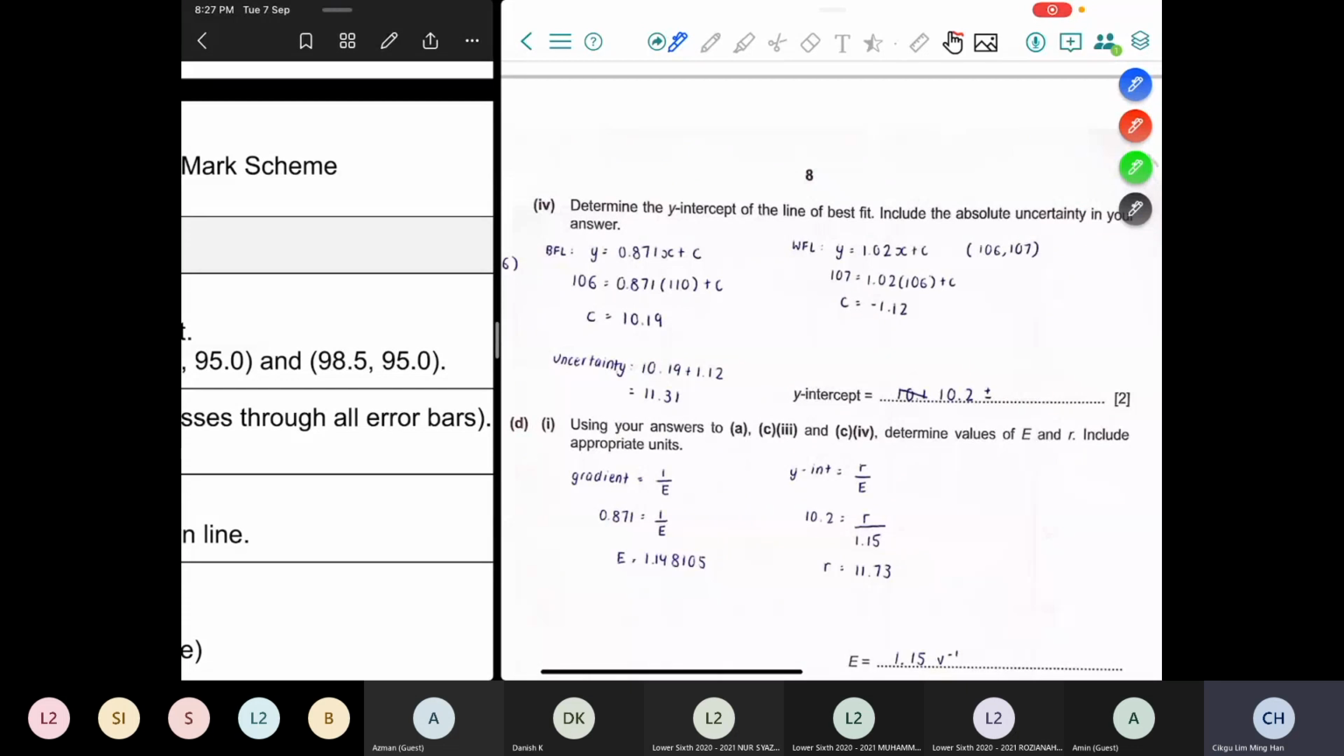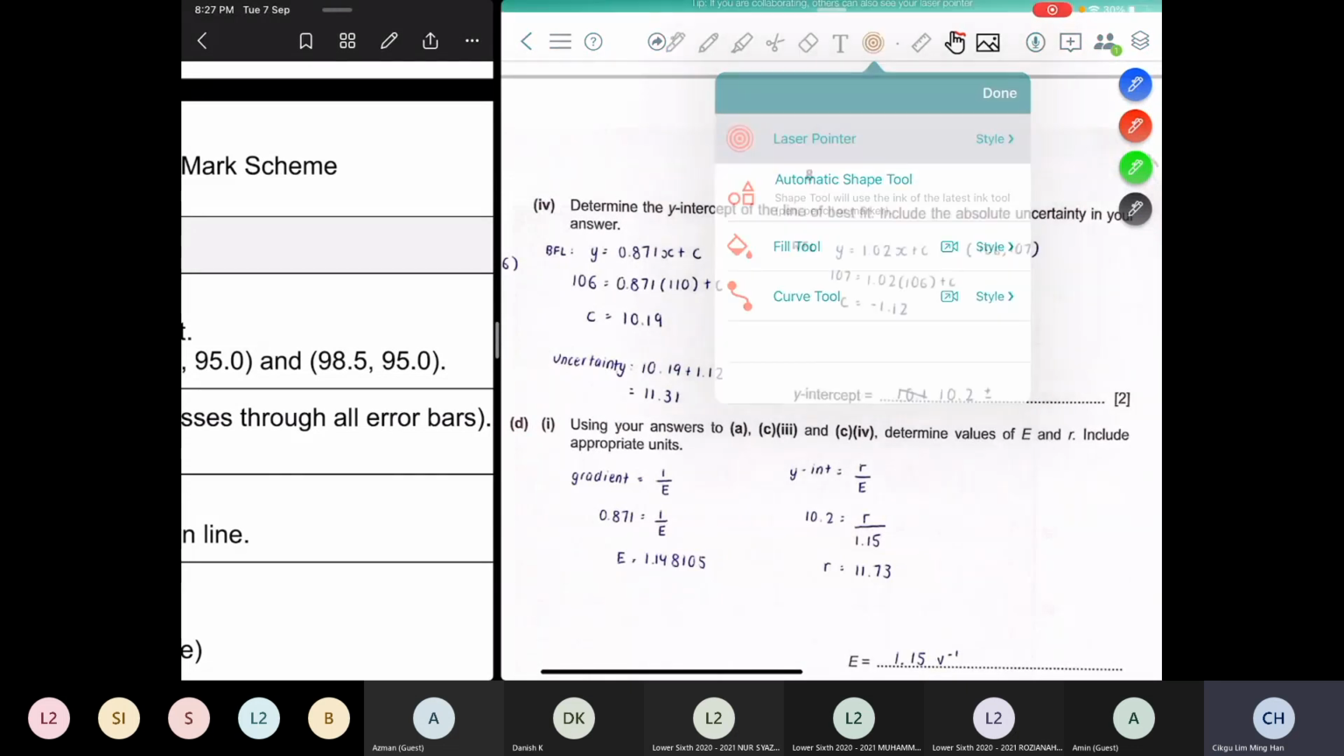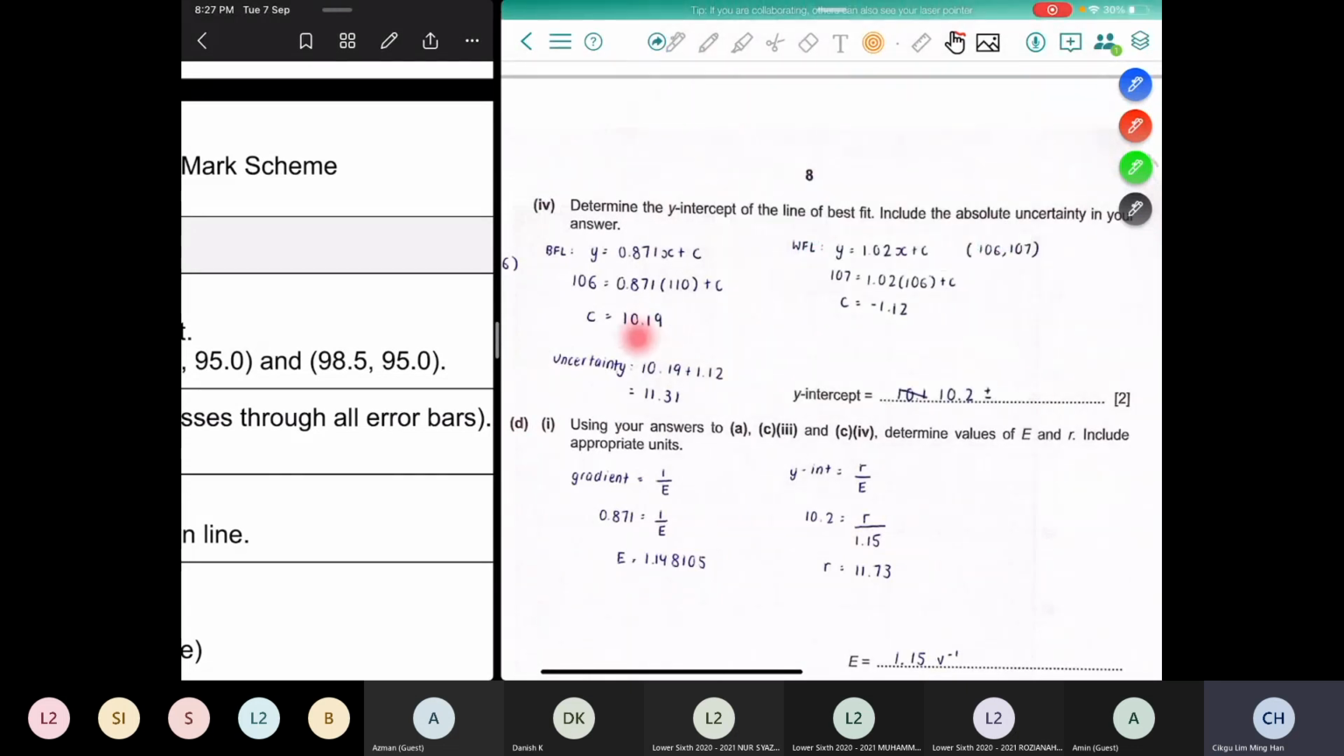Alright, so as you can see, Insyirah's paper is a bit weird. This one is 10.19. There, she has a label. So you must label the worst fit line and which one is the best fit line. This one you use the y-intercept, the coordinate, then you get 10.13. The other one is very funny, you see. She actually got a minus 1.2.